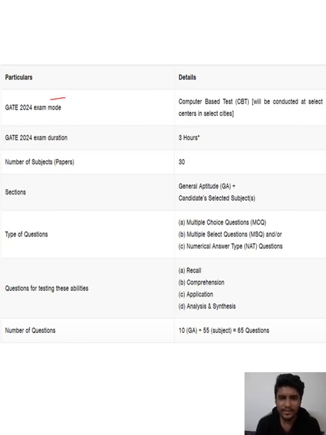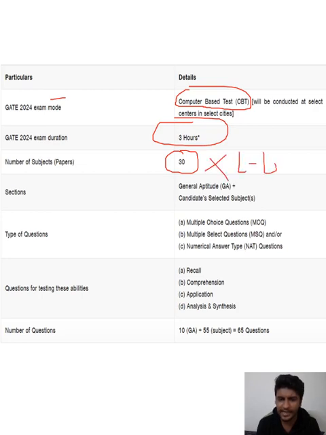So GATE 2024 is a computer based test, that means it is an online test. The duration is 3 hours. There are 30 subjects, but today we are going to discuss the Excel code, life sciences. So there are two sections basically.